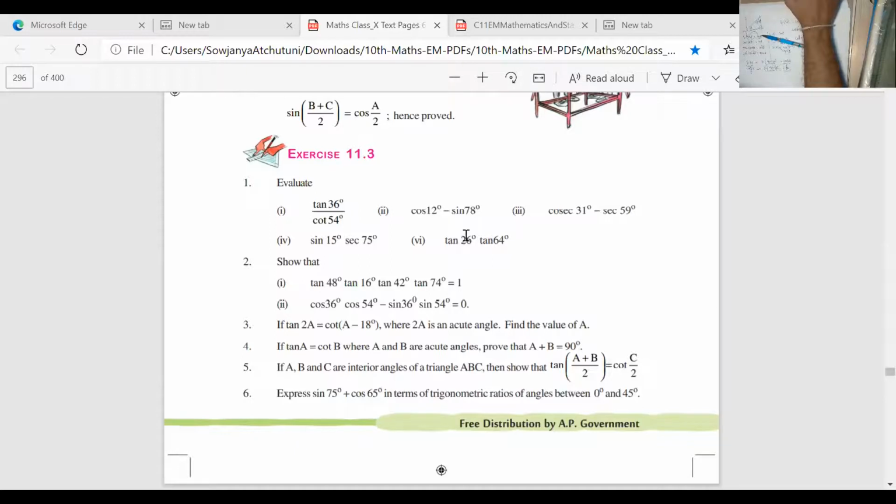Tan 26 means what? Opposite side by adjacent side. Cot 26, adjacent side by opposite side. They get cancelled out, become 1. So we can see it by visual itself we can do. Let us see this problem.